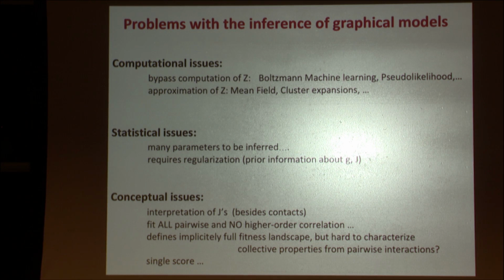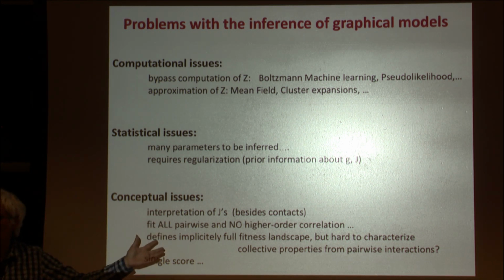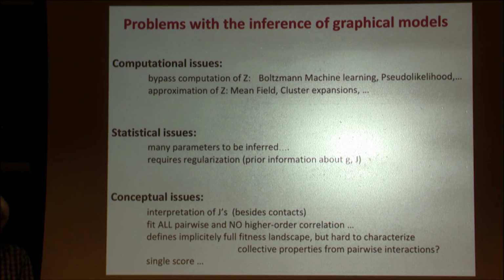Okay, so now what about the other conceptual issues? It's nice to do this Potts model because it looks like statistical physics, and we're happy with that. But it doesn't make so much sense, because what are we doing? We are fitting all the pairwise correlations in the data, and probably most of them are not meaningful at all, not important. And we are not fitting any higher order correlations. But you may expect that triplets of amino acids or maybe quadruplets may be very important in some situations. So how can we do better than that?